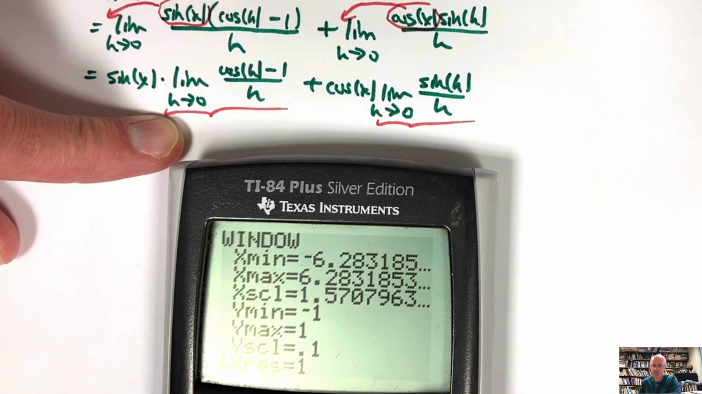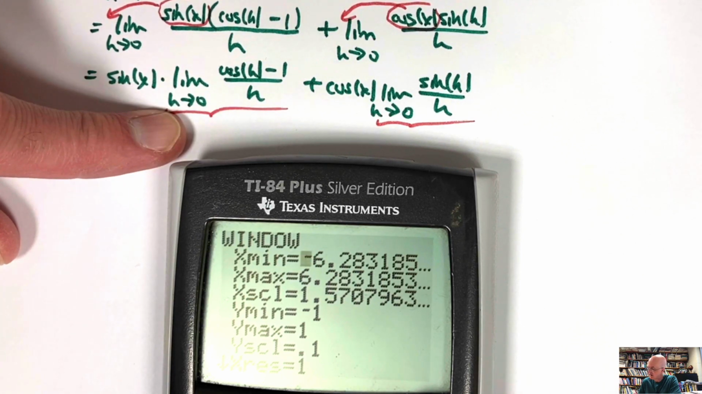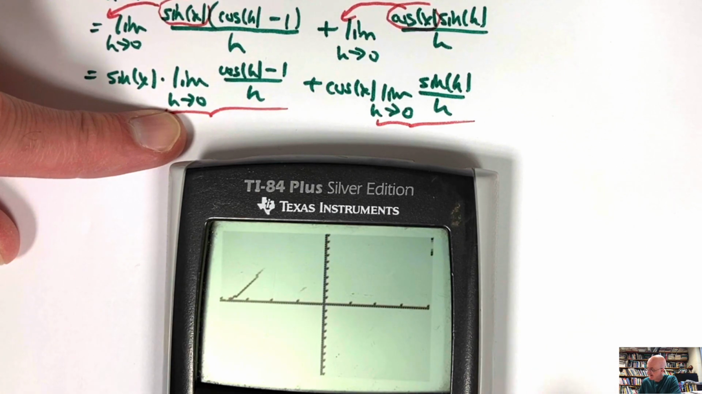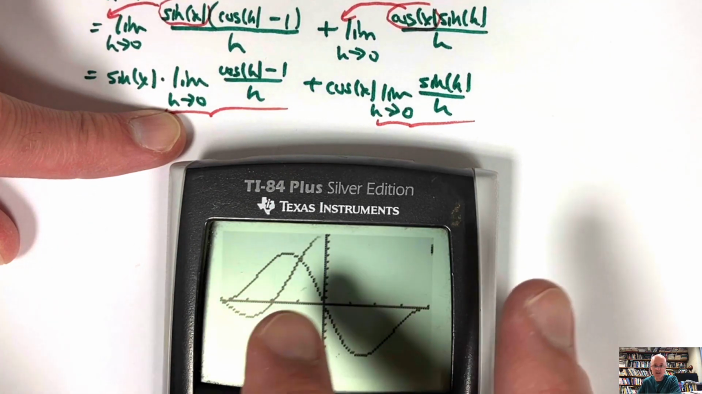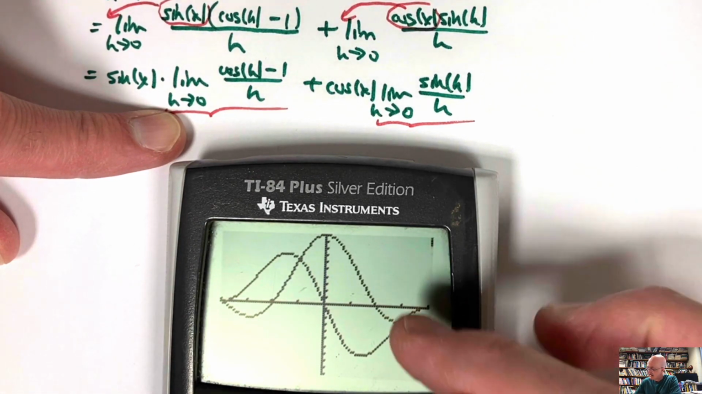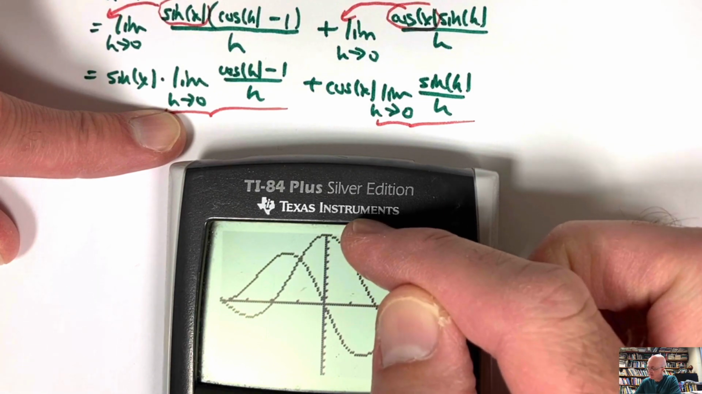So the first graph is going to be the graph of cosine of h minus 1 all over h. There it is. It looks like it's approaching 0 as h approaches 0. And here's the second graph, sine of h over h. It looks like it's approaching 1. The highest value here is 1.